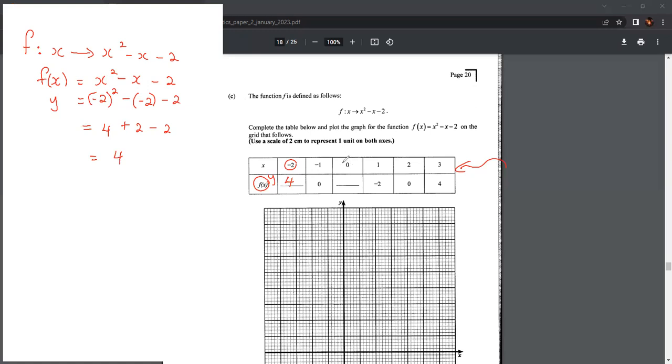I'm going to substitute x as 0. So wherever I have x, I'm going to put 0 in it. So 0 squared minus 0 minus 2. So that will be minus 2. And that was it.